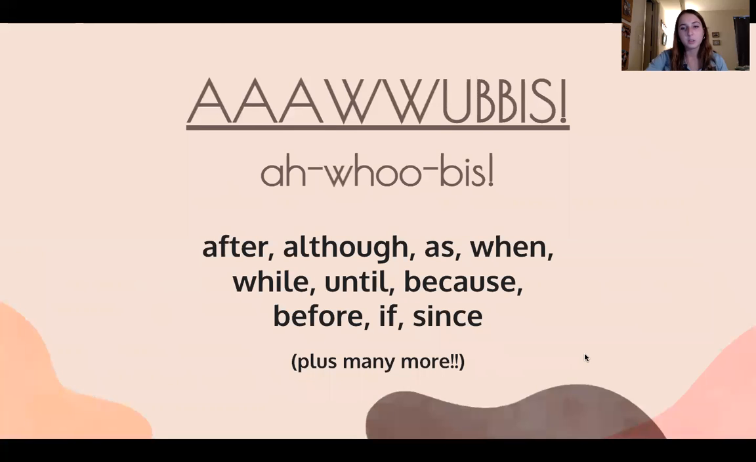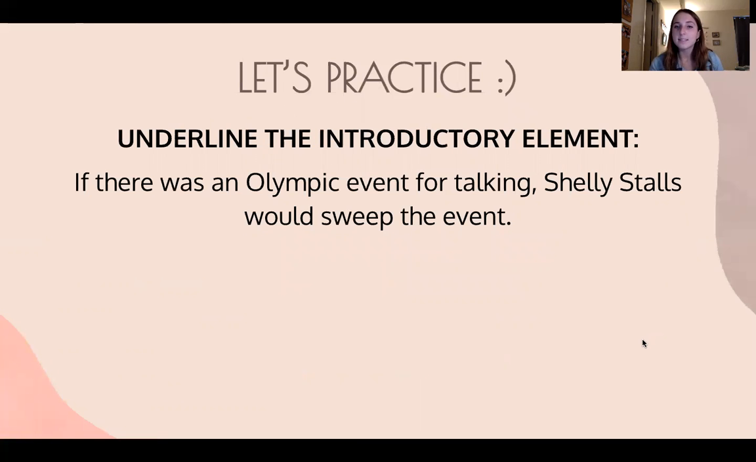So let's practice a little bit. In this sentence, let's notice where the introductory element is. So, if there was an Olympic event for talking, Shelley Stalls would sweep the event. Go ahead and underline the introductory element. If you underline this, you are correct. If there was an Olympic event for talking is our introductory element. We have the subordinating conjunction if, and we know it can't stand on its own alone. So we need that comma to connect it to the main clause of the sentence.